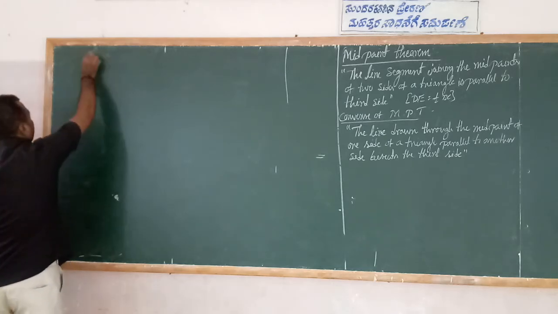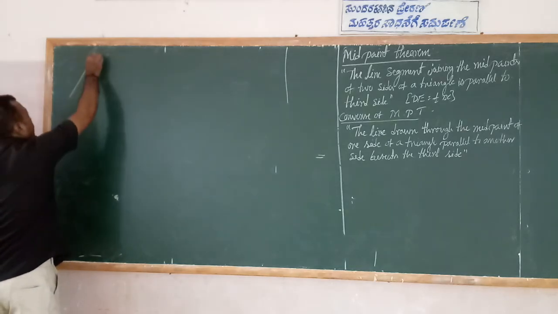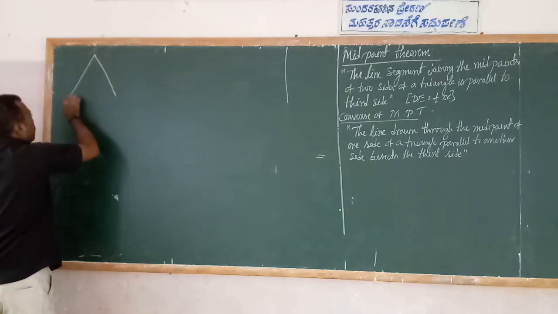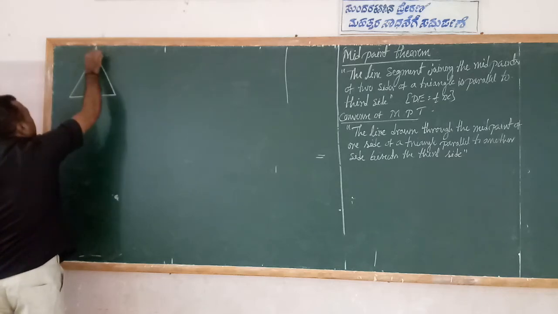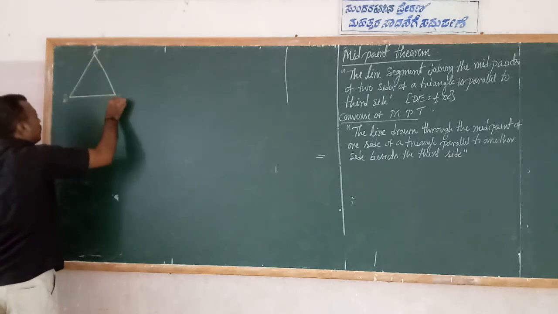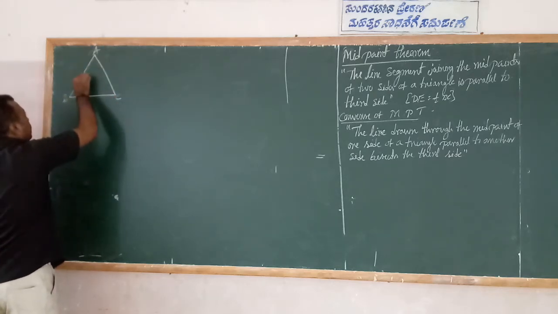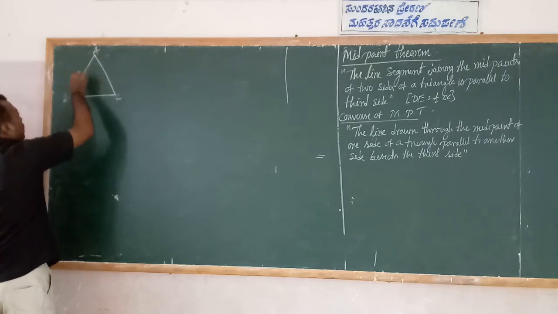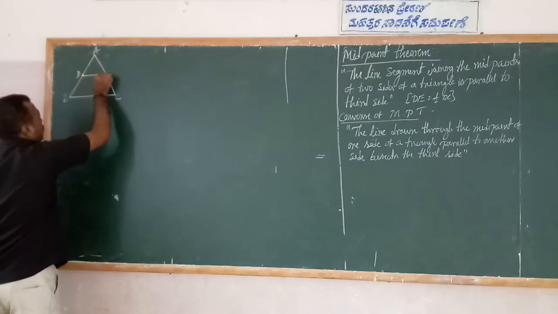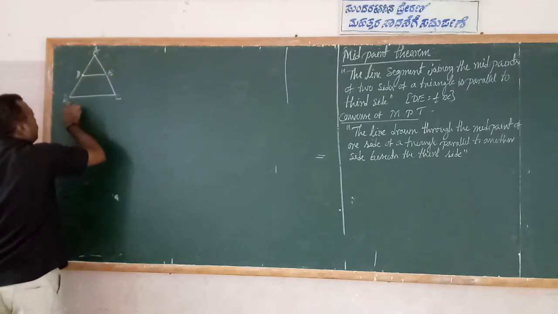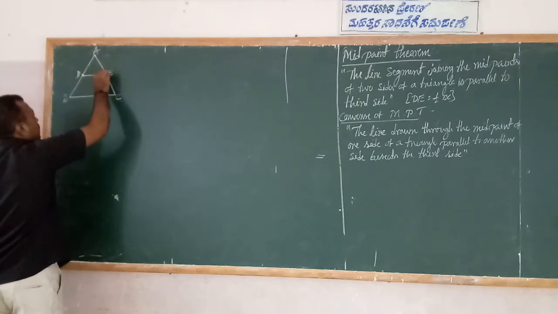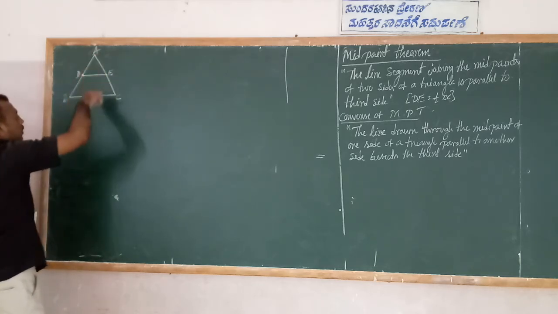See, first I will draw the diagram. A, B, C is a triangle. In that, D is the midpoint of AB, and draw DE parallel to BC. This E is the midpoint of AC. We want to prove it.